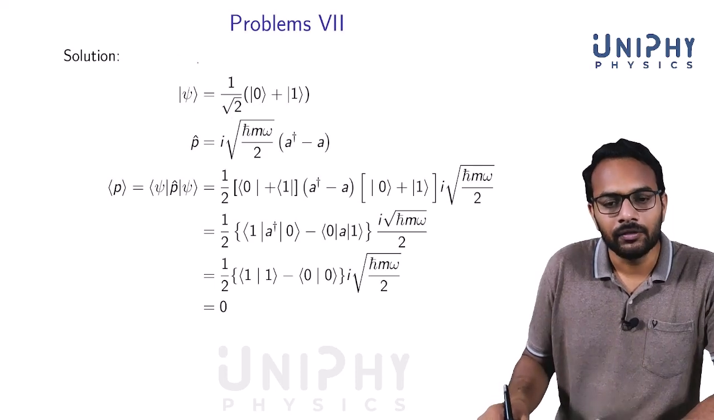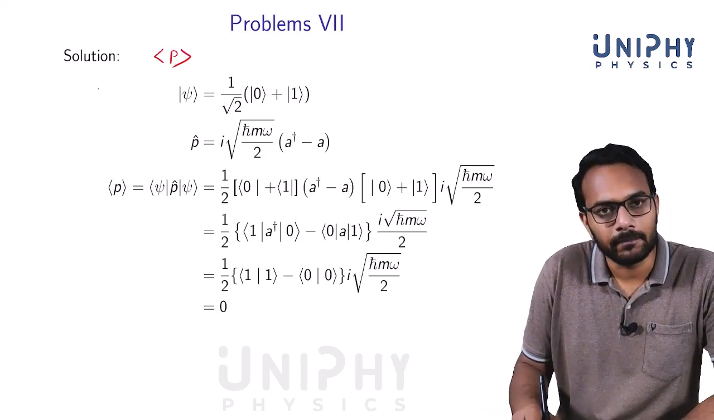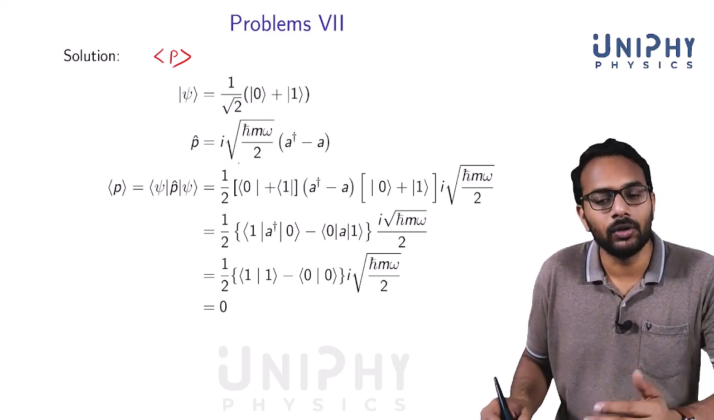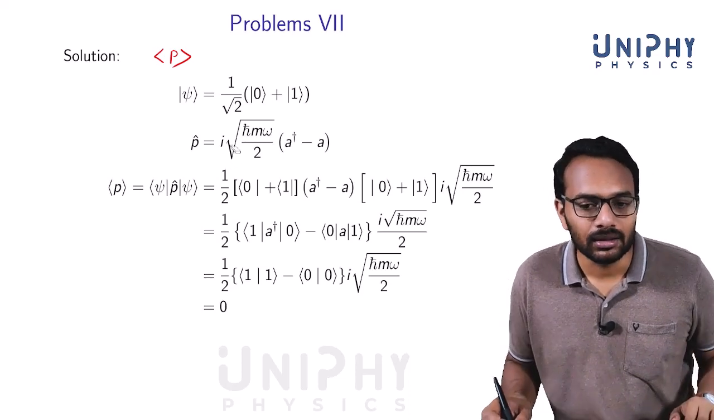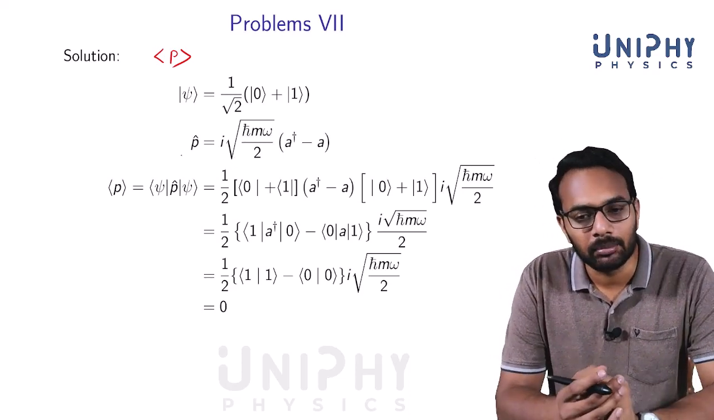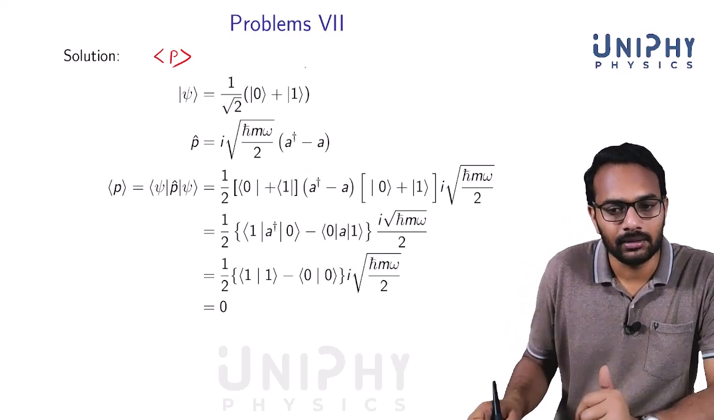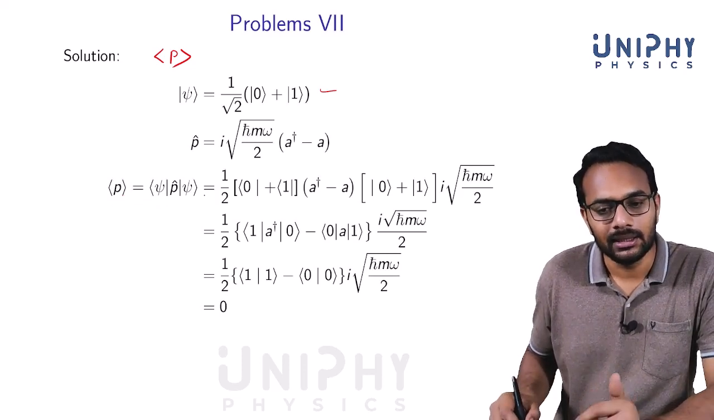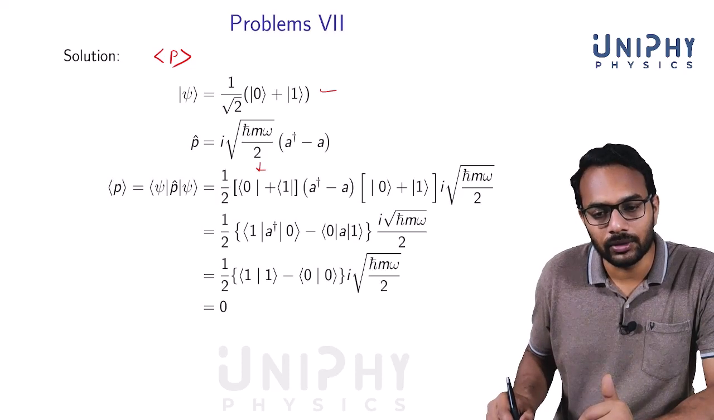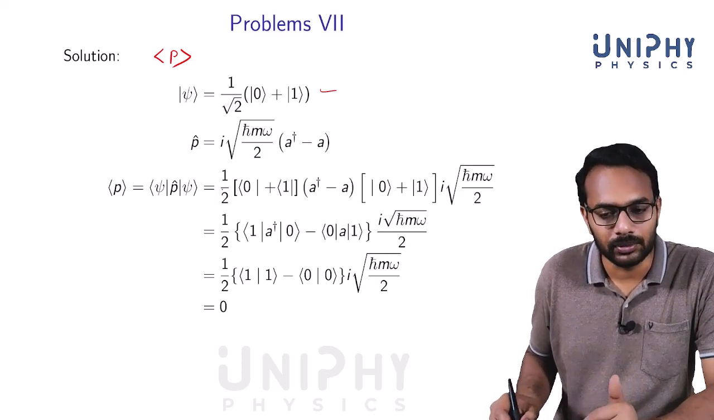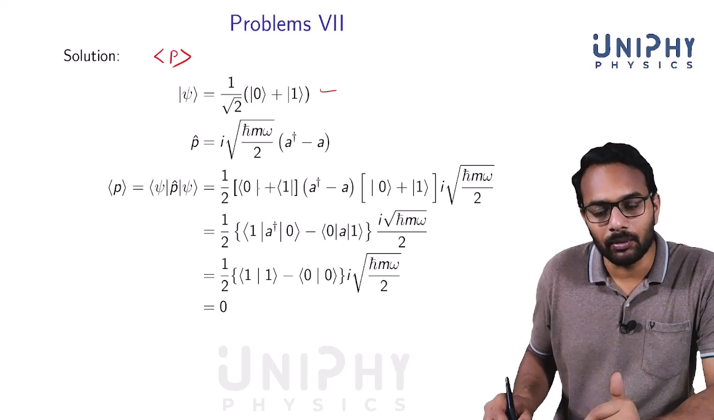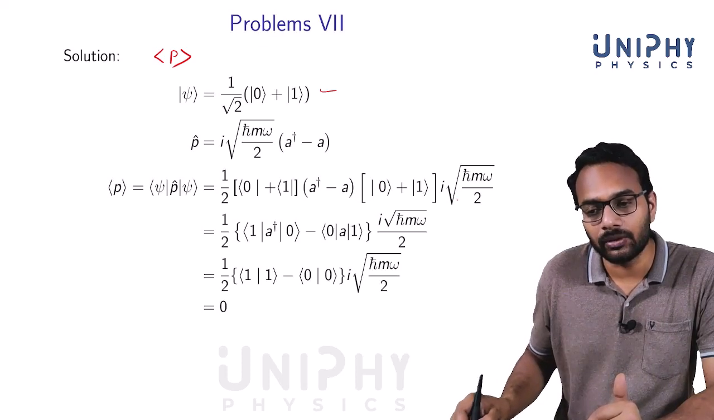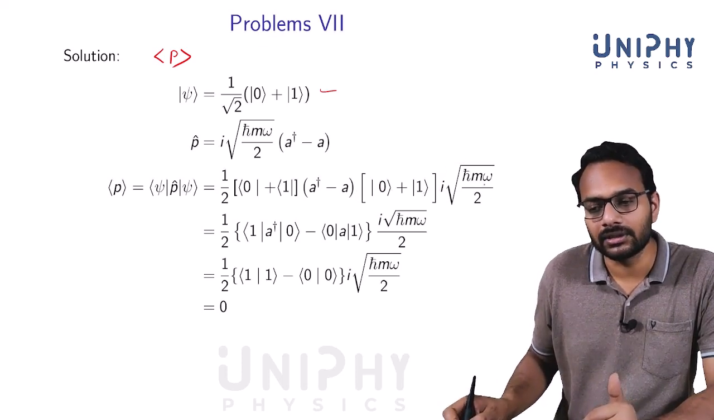It's not very difficult. First, we need the expectation value of p. What we do is write p in terms of a dagger and a. You might already remember that p can be written as i square root of h cross m omega divided by 2, times (a dagger minus a). And this is the wave function. So the expectation value of p is psi p psi. We just plug in the wave functions here. It's 1 by 2, because there is a 1 by root 2 from both parts. We put it together as 1 by 2, then bra 0 plus bra 1, then a dagger minus a, then ket 0 plus ket 1, and then the constant factor i square root of h cross m omega by 2 outside.